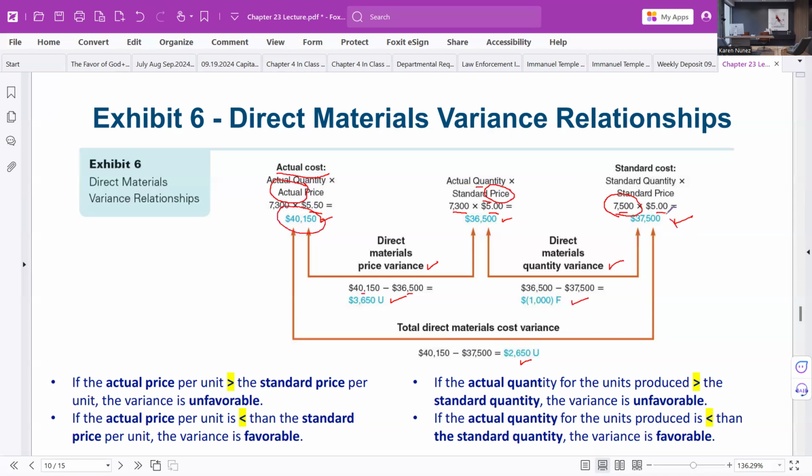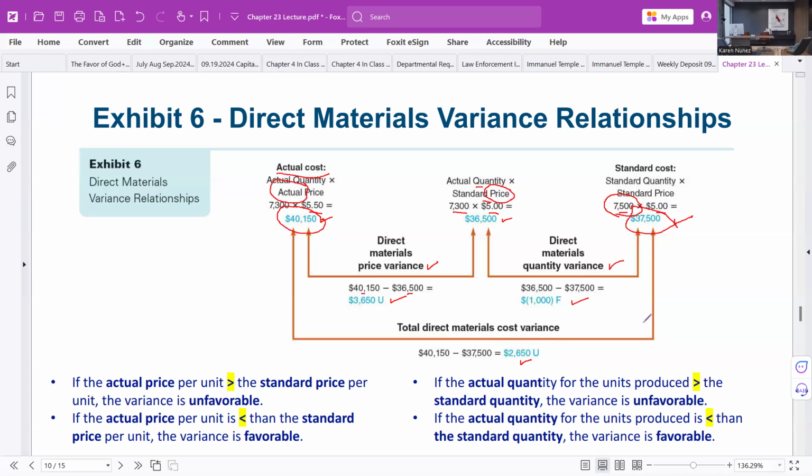Or we could also just look at the total numbers. 40,150 minus 37,500 gives us 2,650 unfavorable. The actual cost here is greater than the standard cost. 2,650 is the unfavorable direct materials cost variance.